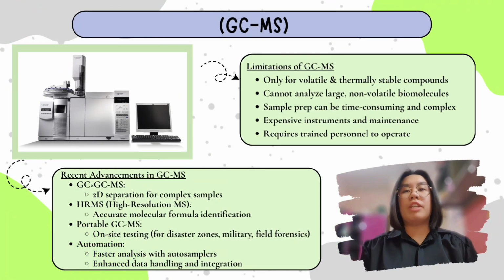While GC has some limitations, like only analyzing volatile compounds and requiring complex preparation, recent advancements like 2D GC for the separation of more complex samples, high resolution mass spectrometry, and portable instruments are expanding its capability. In conclusion, GCMS supports everything from environmental to planetary discovery. So that's all from our group. Thank you.